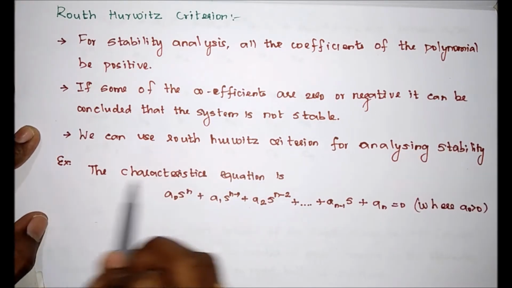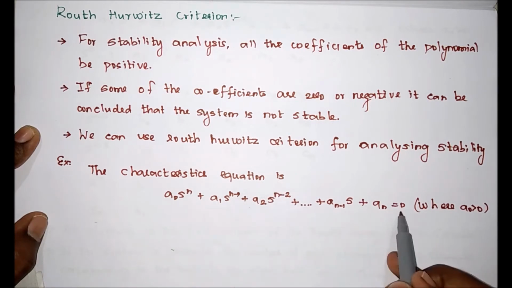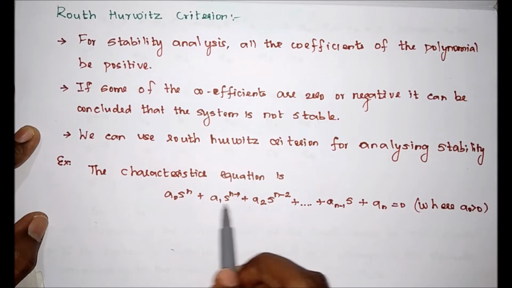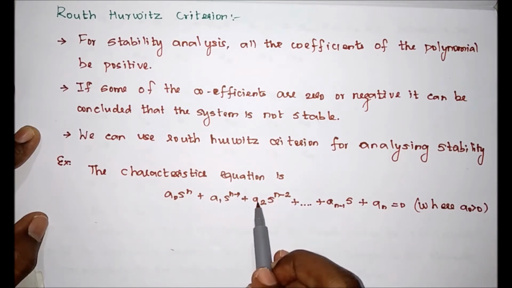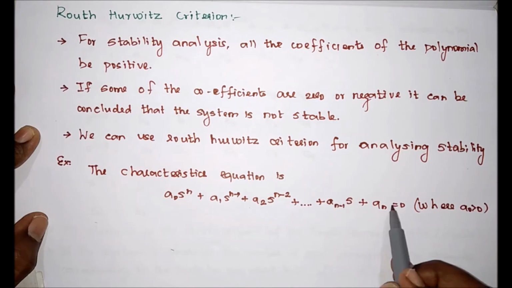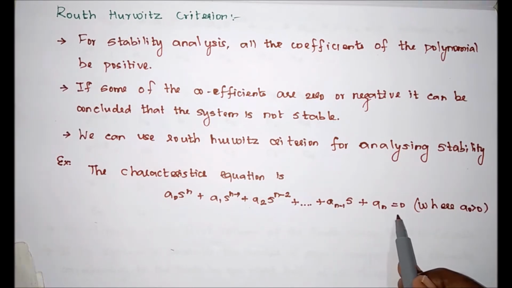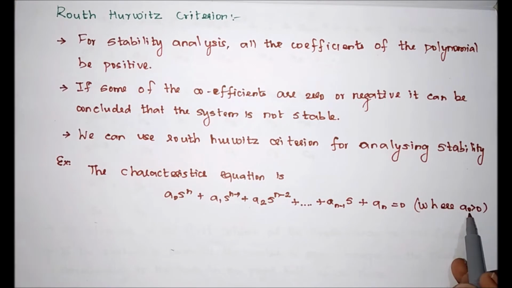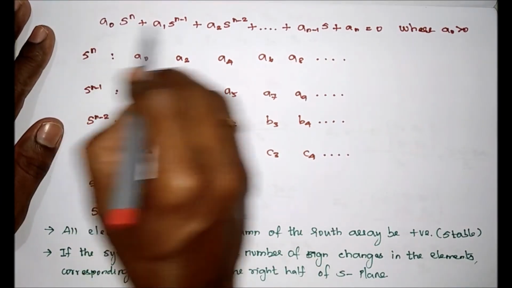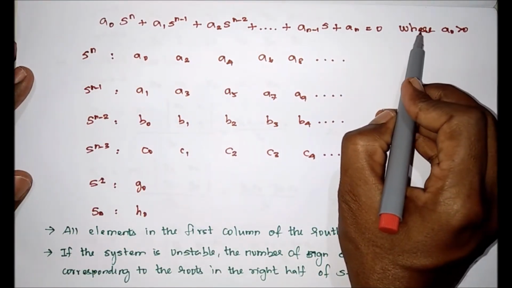For example, if the characteristic equation is like this: s power n with its coefficient, s power n minus 1 with its coefficient, s power n minus 2 with its coefficient, then s with its coefficient, and finally s power 0, the constant term. So here a0 is greater than or equal to 0. So this is the characteristic equation.